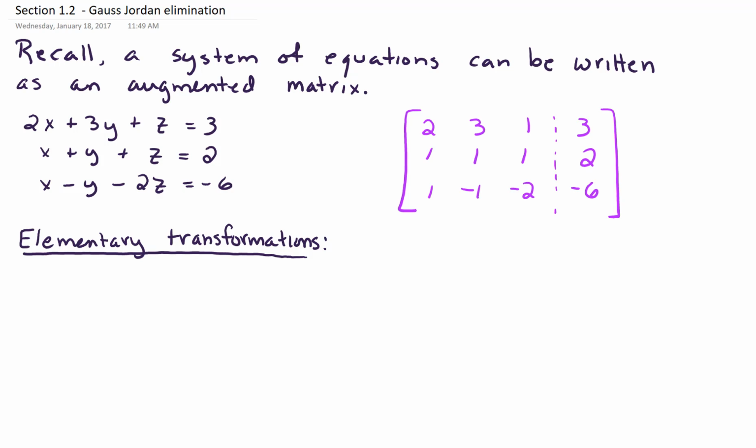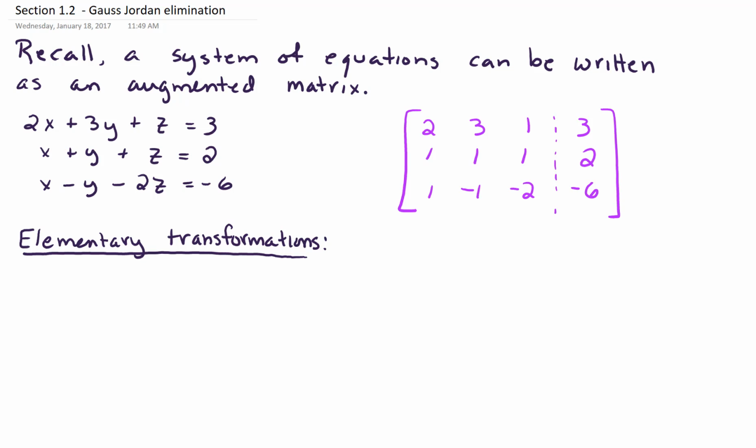Hello, in this video we will talk about Gauss-Jordan elimination. So recall, a system of equations can be written as an augmented matrix. Here we have a system of equations. We've got three equations and three unknowns, x, y, and z. We can take those equations and write them as an augmented matrix. We've got 3 rows and 4 columns. That fourth column is coming from our column vector representing the constant terms.